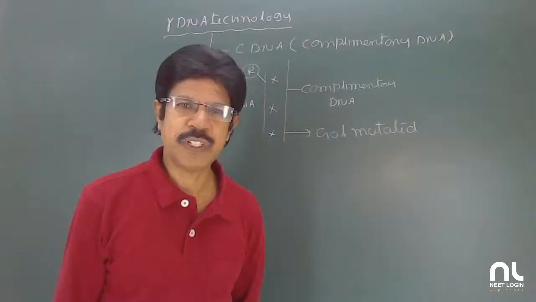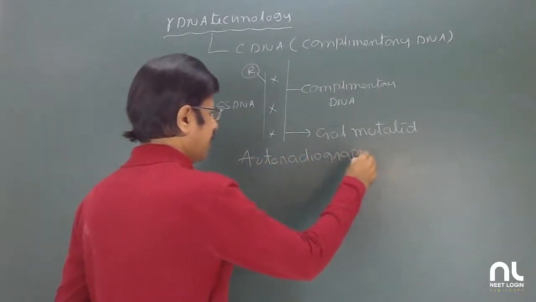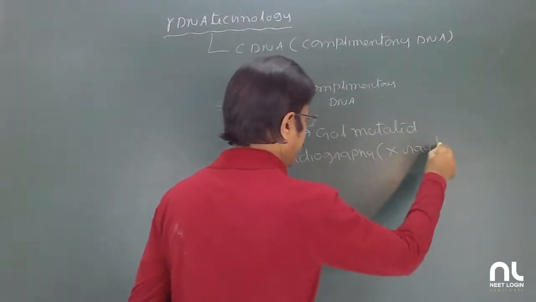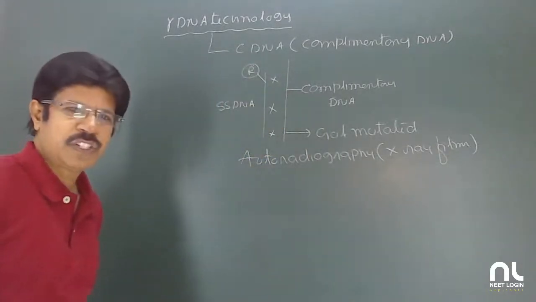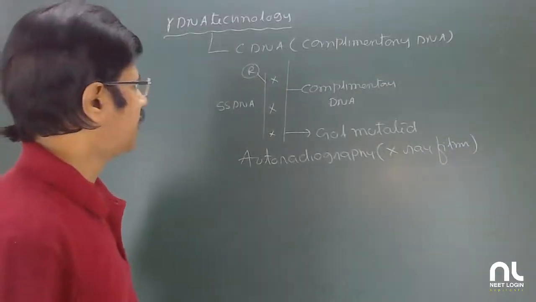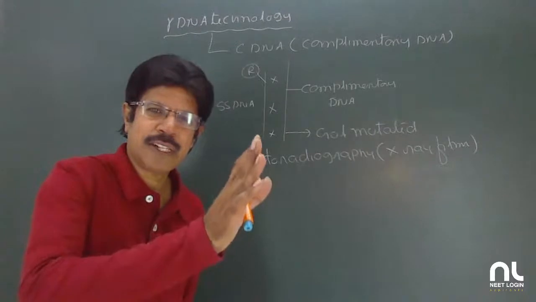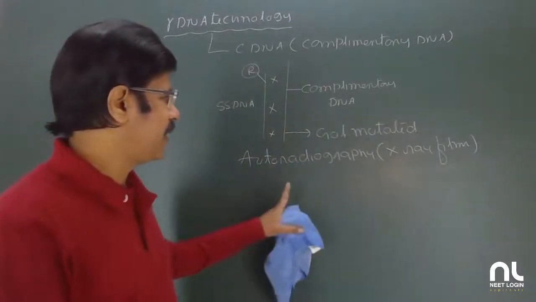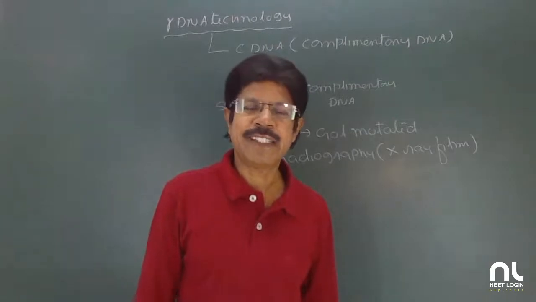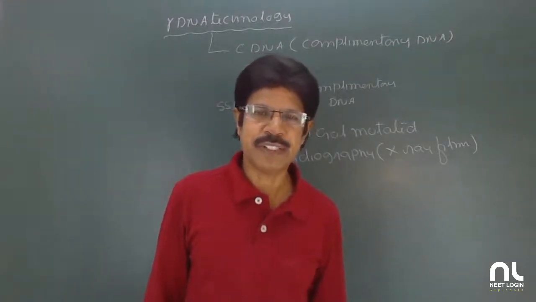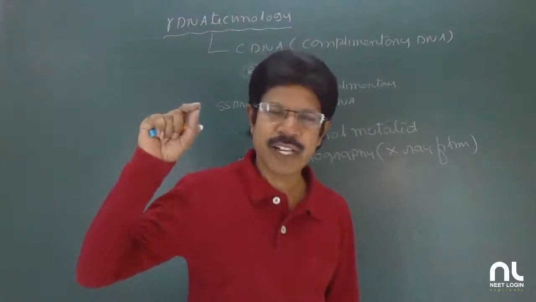So it cannot detect, in autoradiography using X-ray film. So detecting the complementary gene by using the cDNA in rDNA technology, we are not going to detect the particular gene because the particular gene already got mutated. So it is not observed on the X-ray film. So these are the modern techniques, the quick diagnostic methods for effective treatment. So rDNA technology, ELISA, and PCR are the quick diagnostic methods, the non-conventional methods.